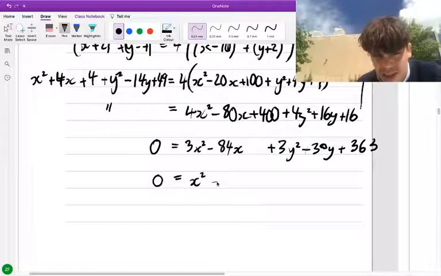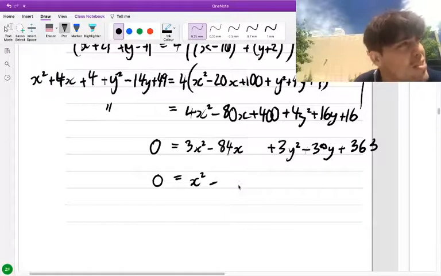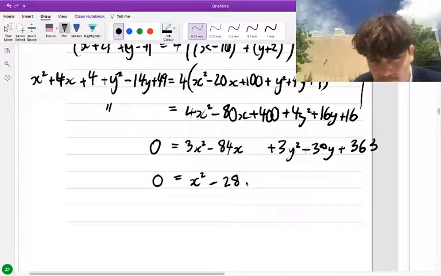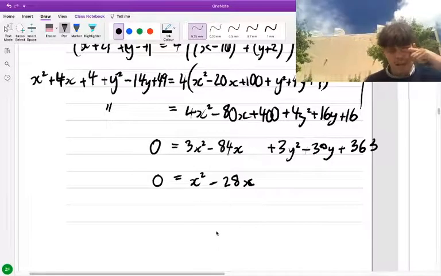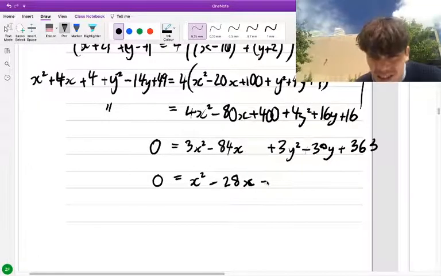X squared minus, now 90 divided by 3 is 30. So 84 divided by 3 is going to be 28, I think. I hope. Fingers crossed. X. So I'm actually going to try and complete the square while I'm here. So negative 28 over 2 is negative 14. 14 squared is 196. So I'm going to add a 196 there.